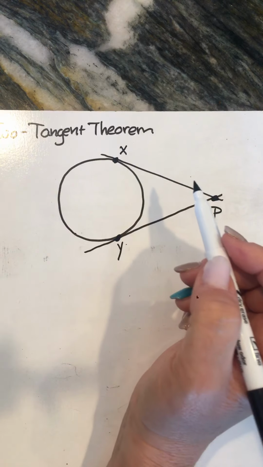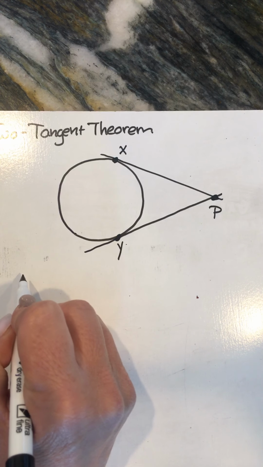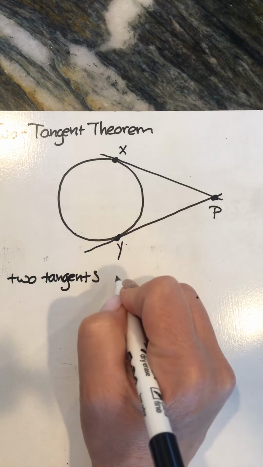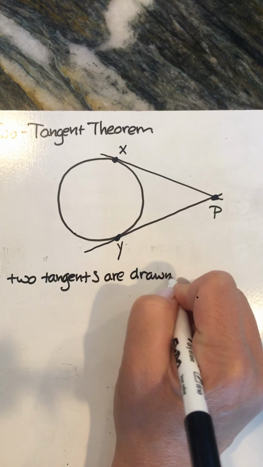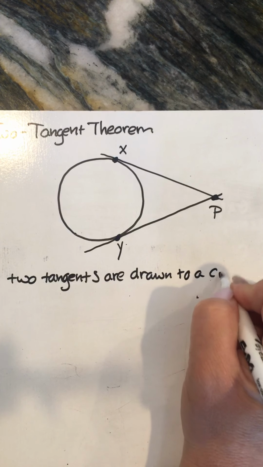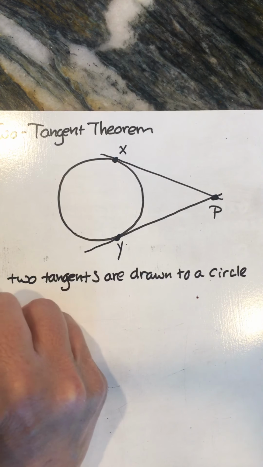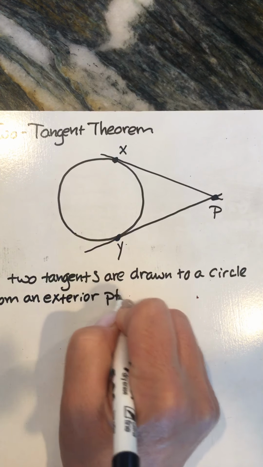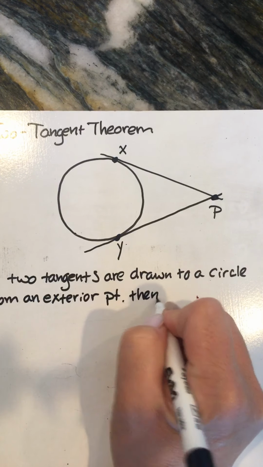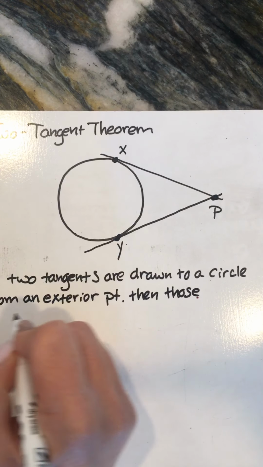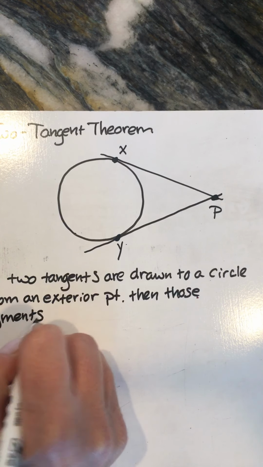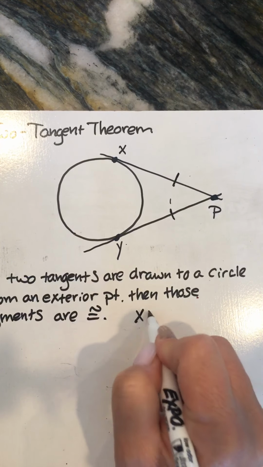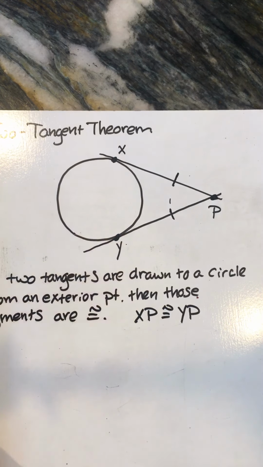The two-tangent theorem says if two tangents are drawn to a circle from an exterior point, then those segments are congruent. So in this case, XP is congruent to YP.